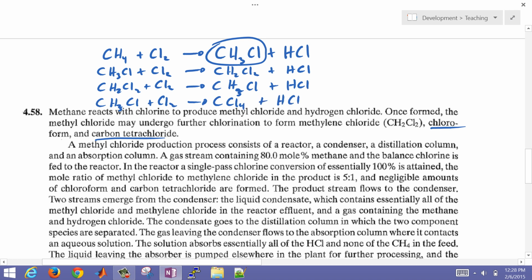Okay, so all of these happen in this reactor. Okay, so the methyl chloride production. Okay, so this one process consists of a reactor, a condenser, a distillation column, and an absorption column. Okay, as we had on our diagram, a gas stream containing 80 mole% methane and the rest chlorine, so 20% chlorine, is fed to the reactor.